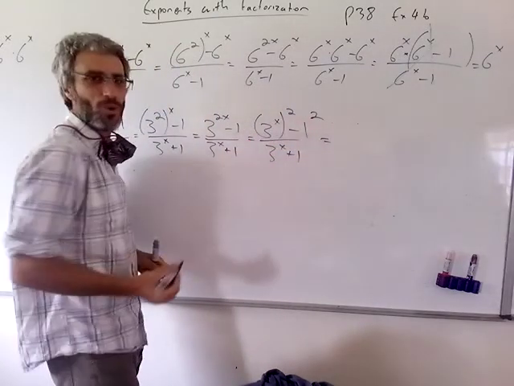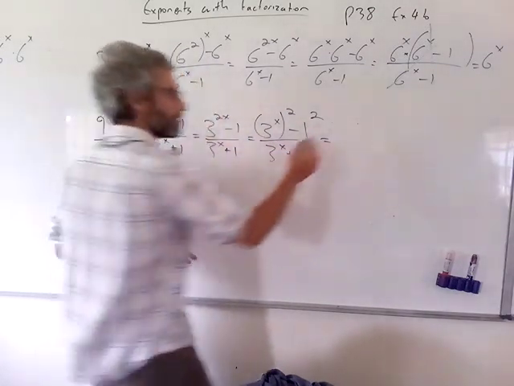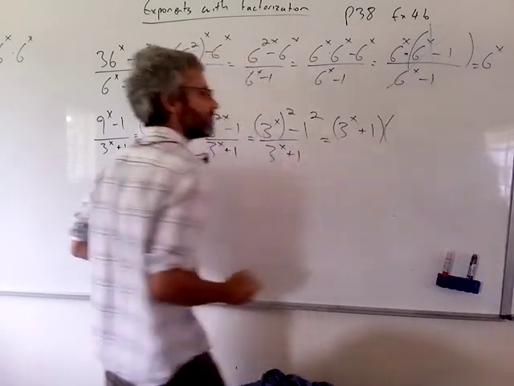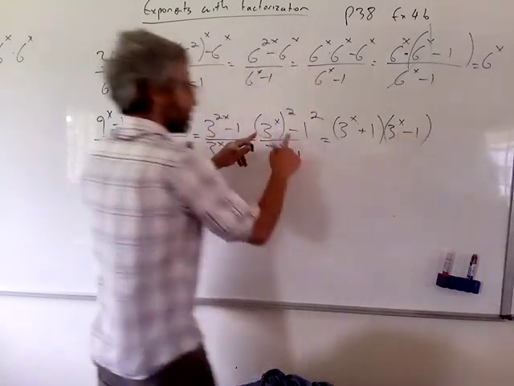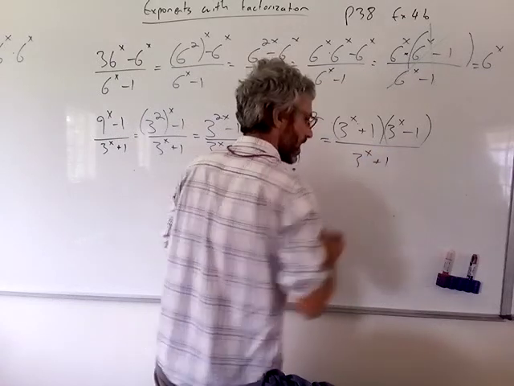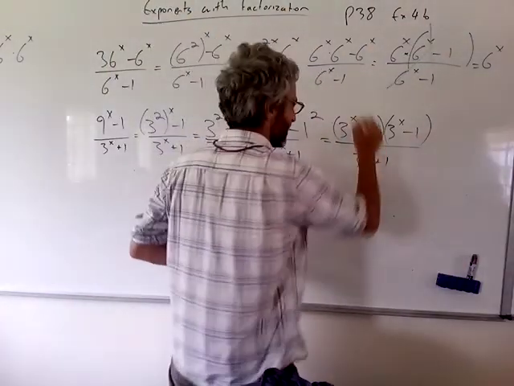Remember, 1 squared is 1, so it's a difference of squares. So I can write it as 3 to the power of x plus 1, times, let's see if you can give me the other bracket, 3 to the power of x minus 1, because it's a square minus a square. Divided by 3 to the power x minus 1. What do I do now? Cancel 3 to the power x minus 1. Great thing, cancel!